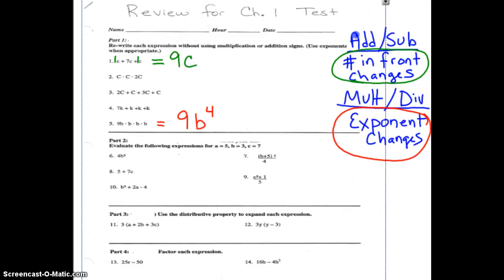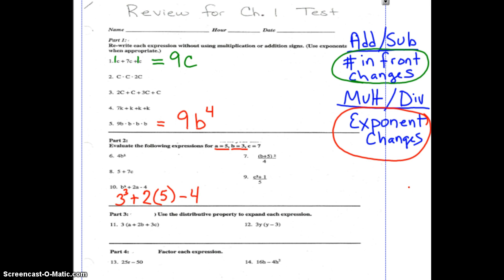Alright, going down to part 2, we are going to do some evaluating. When you evaluate, we're going to evaluate these expressions for when A equals 5, B equals 3, and C equals 7. Let's go to problem 10. Problem 10 has B to the third power plus 2A minus 4. So that means we're going to take B, which is 3, and substitute that in. We're going to have 3 to the third power plus 2 times A. So 2 times A, which is 5. So 2 times 5, and then we're going to subtract 4.